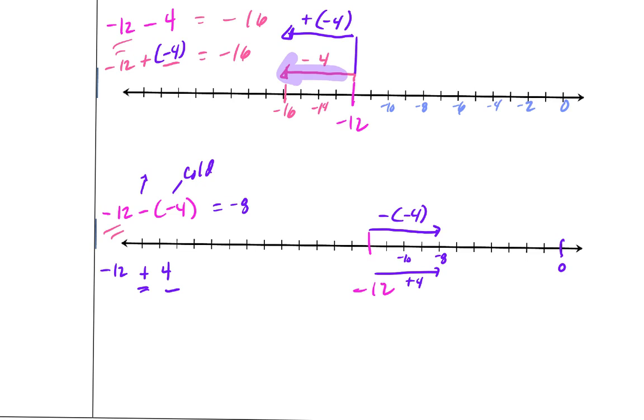So what we're saying here is that negative 12 minus 4 gives us the same result as negative 12 plus negative 4. And if we have negative 12 minus negative 4, we get negative 8, which would give us the same result if we had negative 12 plus 4.